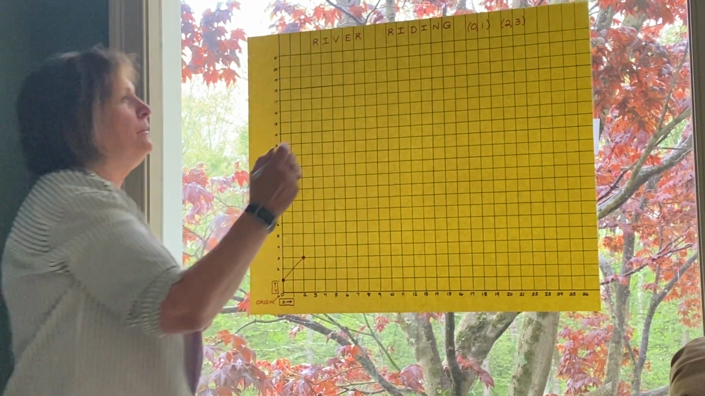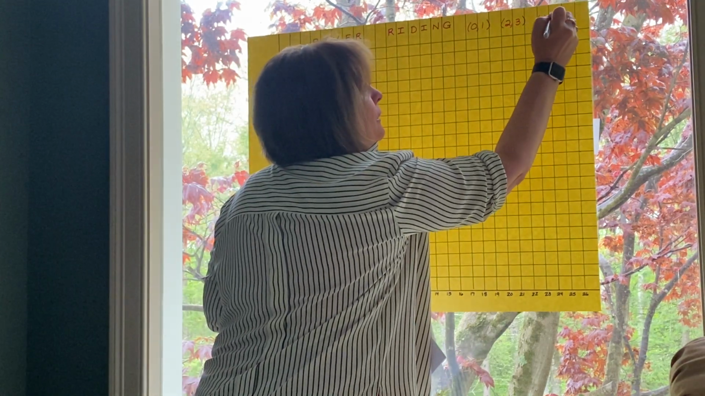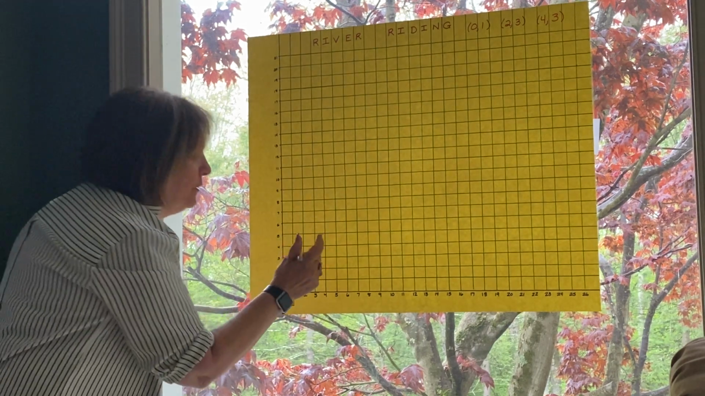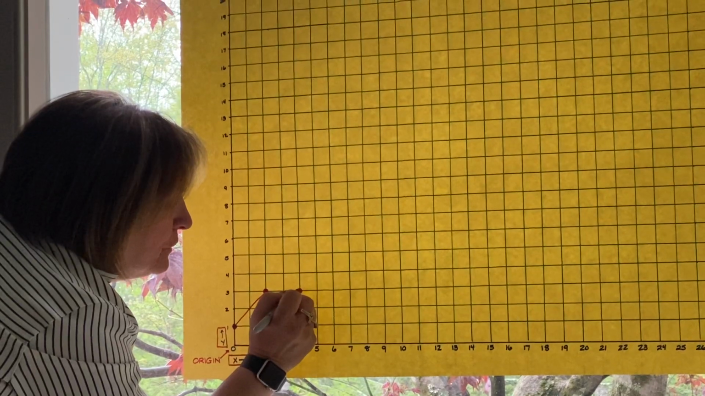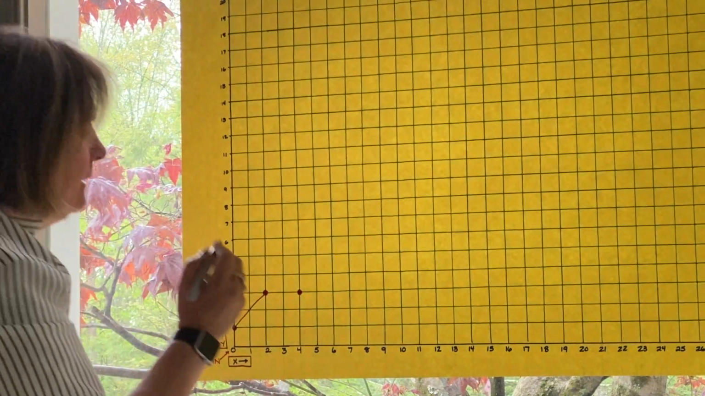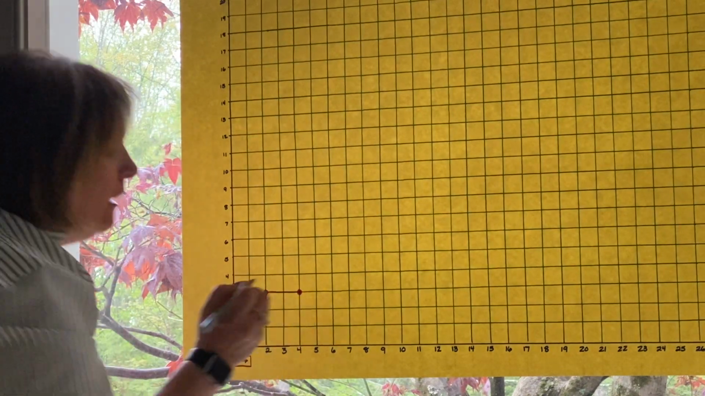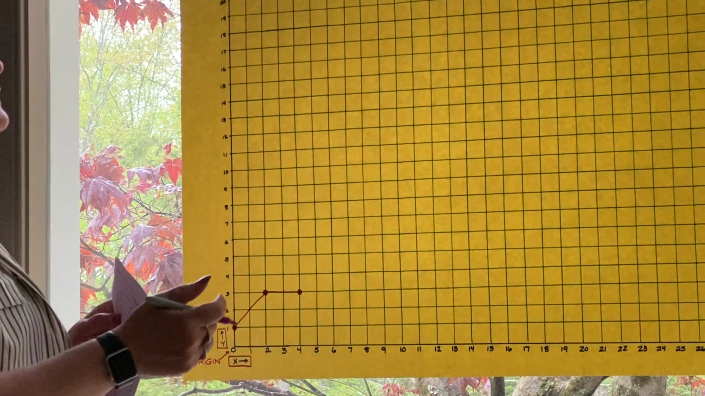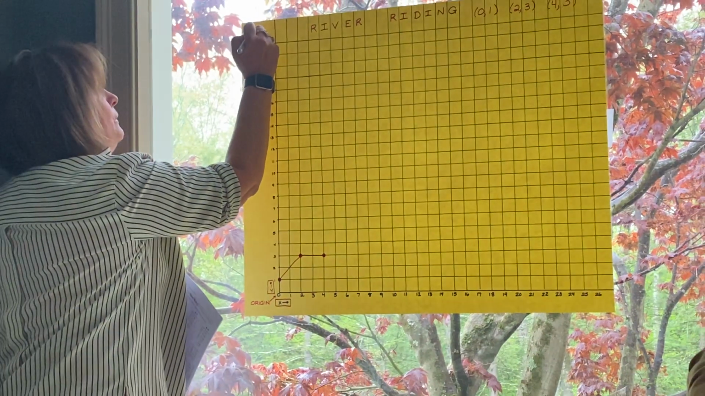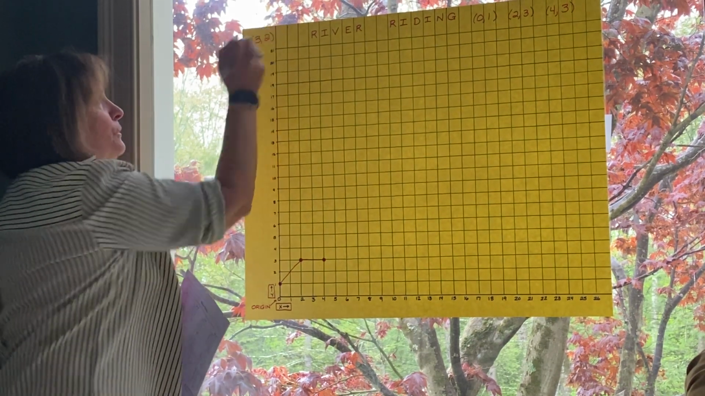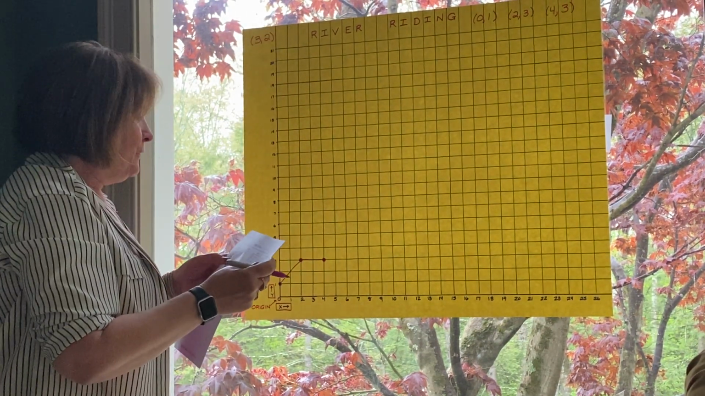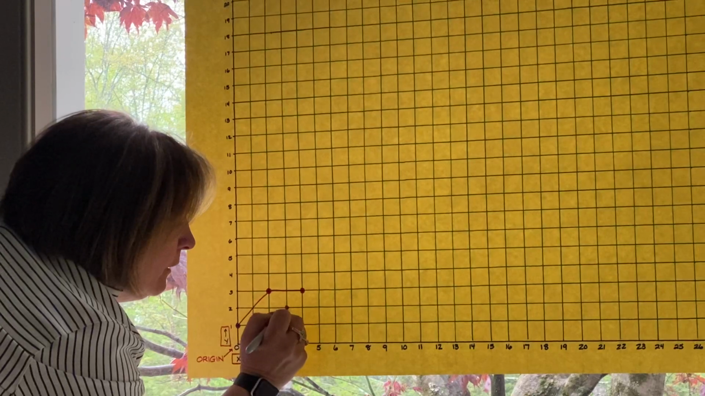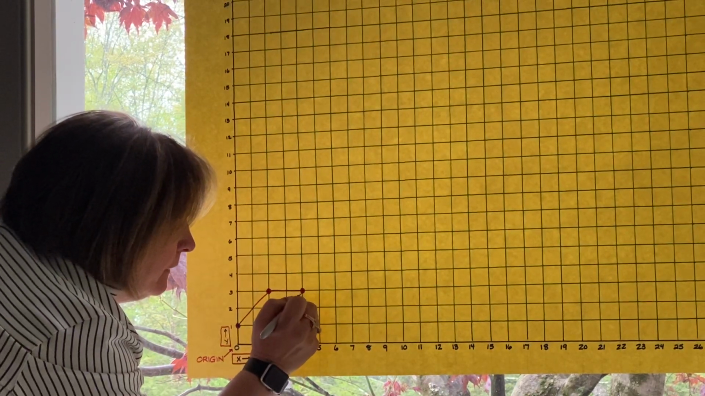Okay, the next one is 4, 3. That means we go over 4 and then up 3. And again, right at that intersection, we're going to make that dot, and then we are going to connect our line. You can use a ruler to do that if you'd like. The next one, and this is the last one I'm going to write down, is 3, 2. So that means we go over 3 and up 2 and make our line there, and then connect those 2.